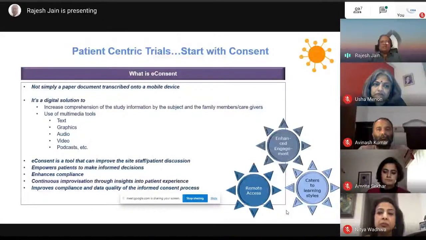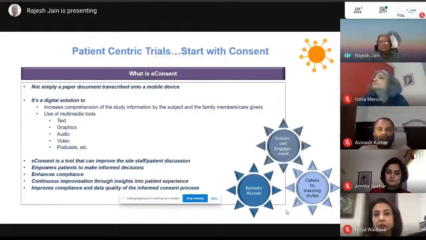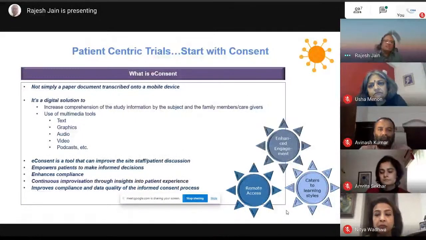It's just that I think the pandemic forced all of us to adopt it. And now that it has been adopted, I do personally believe, as with Avinash, that it's going to remain with us. Now, when we talk about patient centricity in a clinical trial setting, the very first step where we interact with the patient is the consenting process. And therefore, e-consent is the very first such digital interface that presents the opportunity for us to better engage with the patient. Now, what is an e-consent?